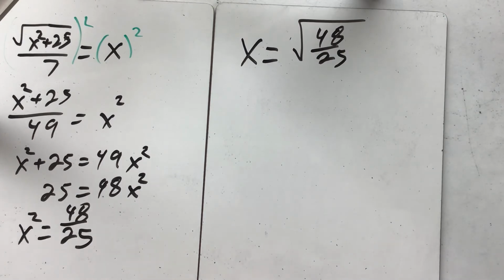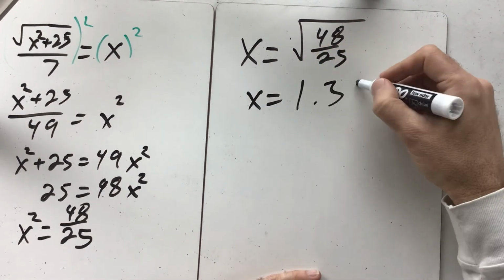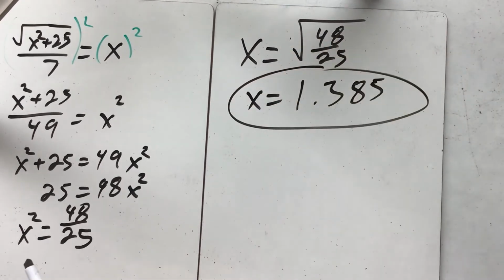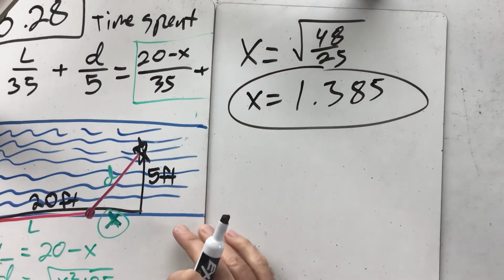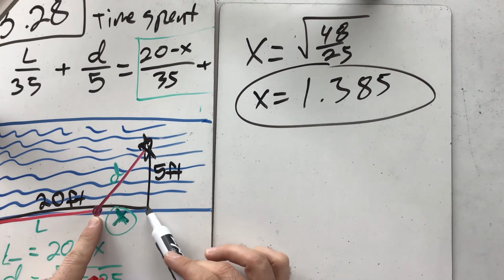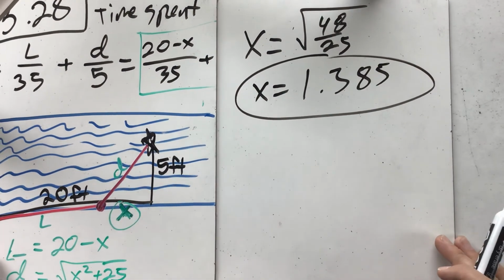I can see it's really close to the square root of 2, so about 1.4. But let's do this exactly and figure out what it is. So I've got 1.385. So x equals 1.385. So what does that mean? That means that our dog that was going to get the toy, what should the dog do? The dog should run about 20 feet, and then about 1.3 feet before he reaches the right angle, he jumps in and swims. Or she. It doesn't have to be a male dog.